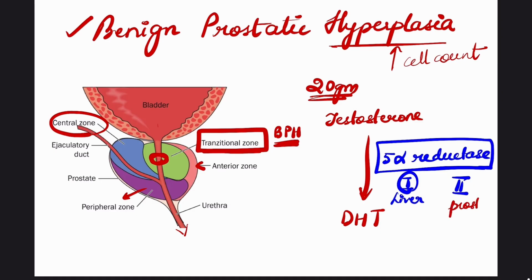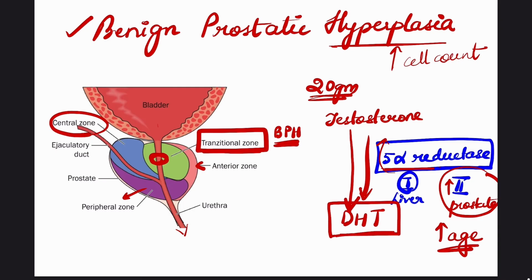It is believed that with increasing age, there is an increase in type 2 5-alpha reductase. When type 2 5-alpha reductase increases, this causes increased conversion of testosterone to dihydrotestosterone. This dihydrotestosterone, DHT, acts upon the prostate gland and brings about hyperplasia. This is the pathogenesis of benign prostatic hyperplasia.